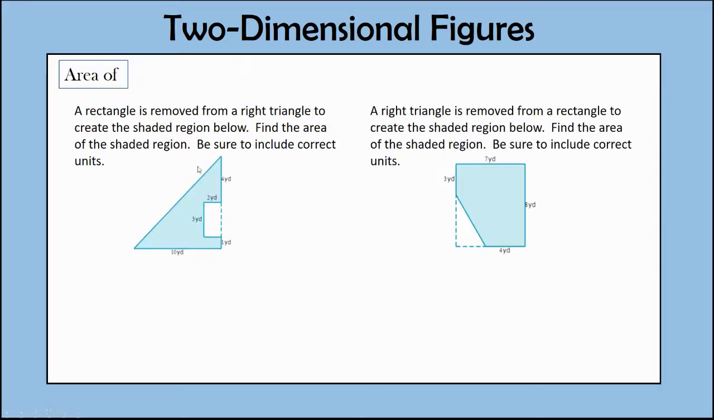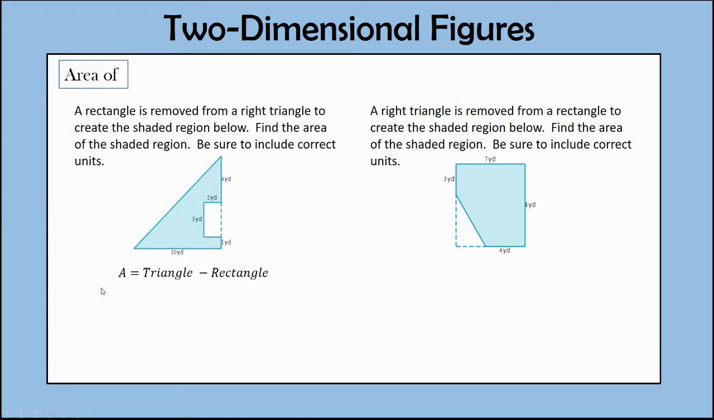All right, couple more examples. A rectangle is removed from the right triangle to create the shaded region. Find the area of the shaded region. Be sure to include correct units. Okay, so again, you look at the overall concept here, and it's to find the area of a triangle, this big right triangle, and subtract out this rectangle.